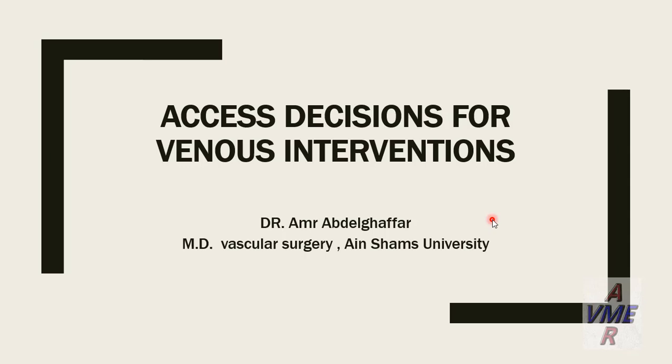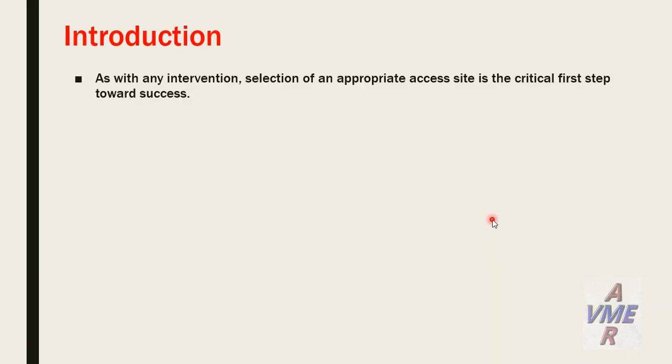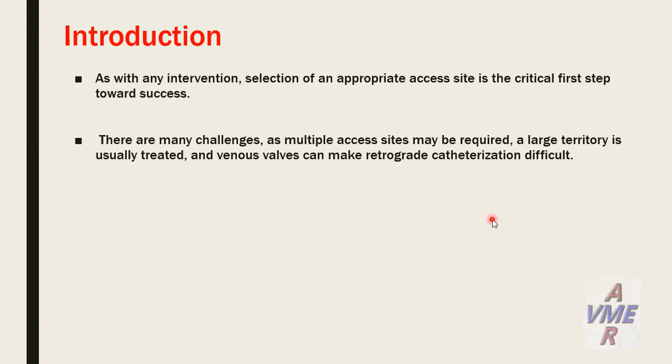Hello everyone, today we have an important topic: access decisions for venous intervention. As with any intervention, selection of an appropriate access site is a critical first step toward success. There are many challenges, as multiple access sites may be required. A large territory is usually treated, and venous valves can make retrograde catheterization difficult.